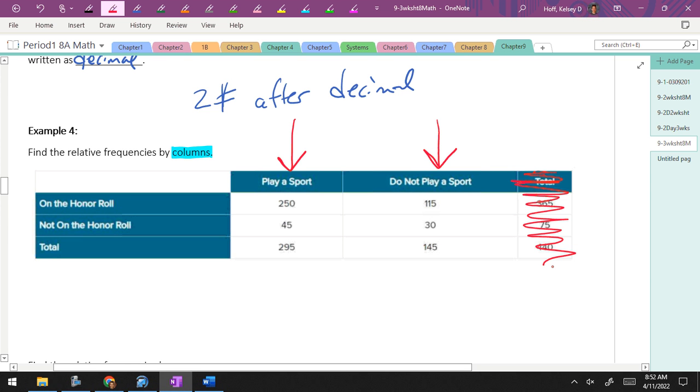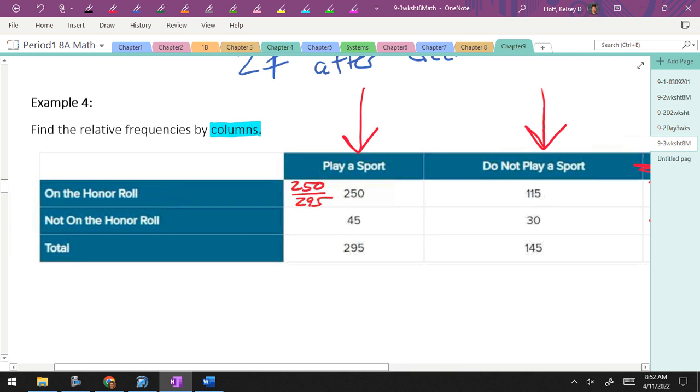So what we have to do is take the part divided by the whole. In this column, the whole is our total, 295. So we are going to take 250 divided by 295. And then you're going to round to the nearest hundredth. Two numbers after the decimal. 0.85 is correct.